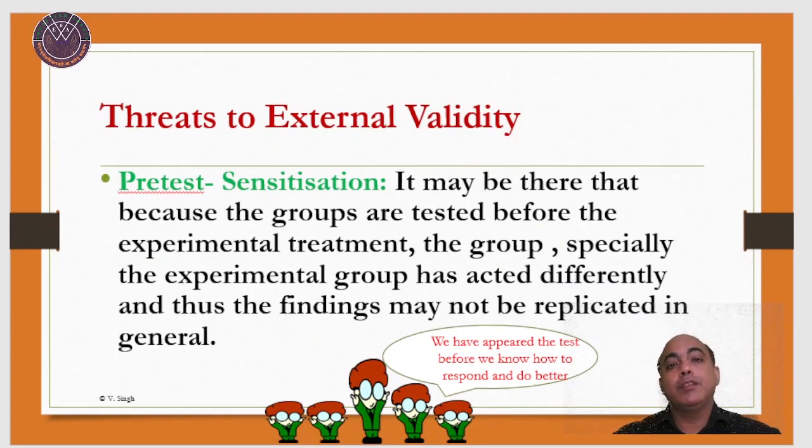The first of these threats is pre-testing sensitization. In many experimental designs, the groups are tested before the experimental treatment begins, and thus the groups, especially the experimental group, may act in a different manner, and the findings obtained in the study will not be valid. When it is applied in general settings where there is no control group or pre-testing involved, the expected results may not be visible, and thus replication of the study is not possible, which in turn is a threat to external validity.